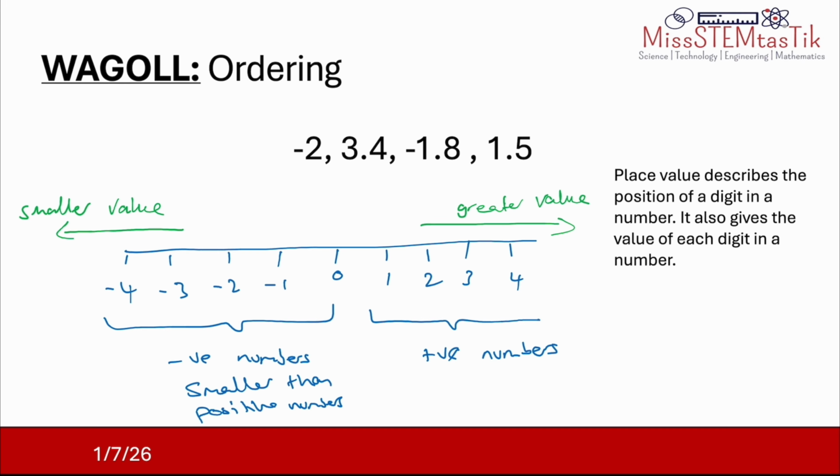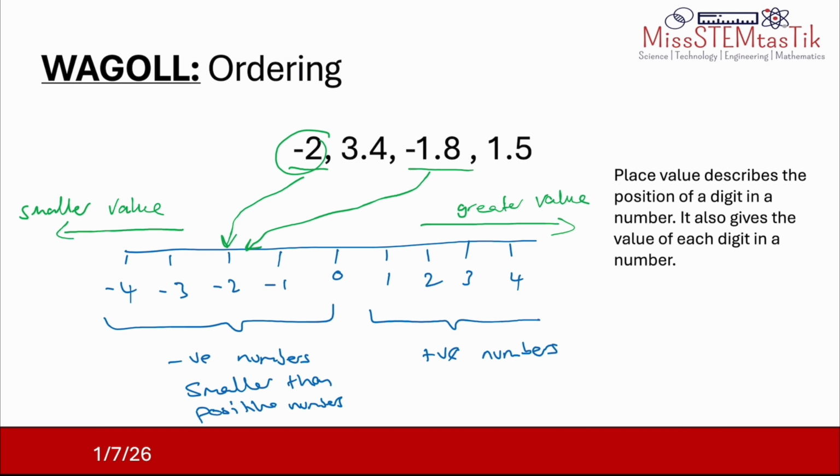So in this case, negative 2 and negative 1.8 are both on the left-hand side, but minus 2 is further away from 0 than negative 1.8, so minus 2 is smaller in value. 3.4 and 1.5 both come to the right-hand side of 0, but 3.4 is further away from 0 than 1.5, so it has a greater value.